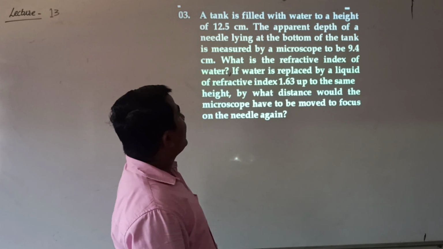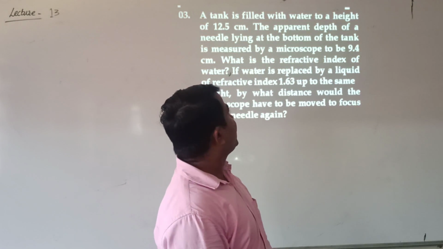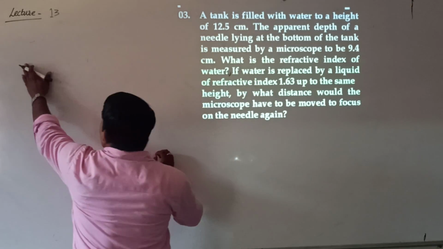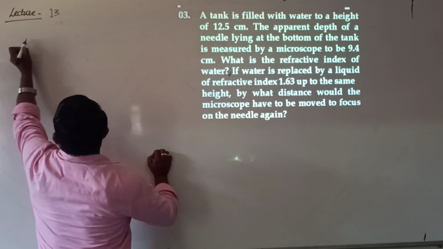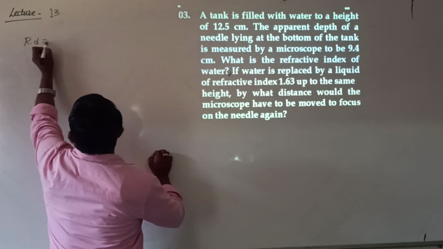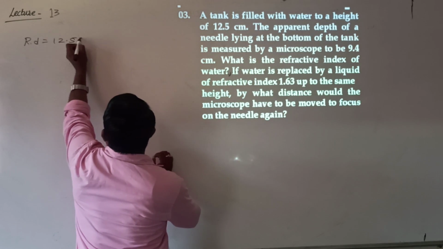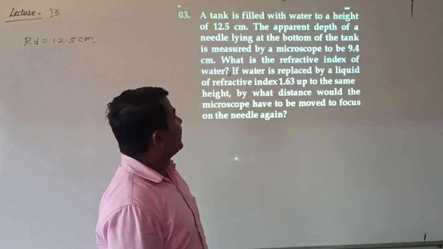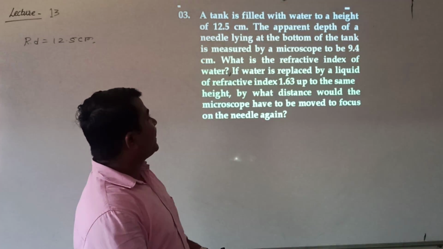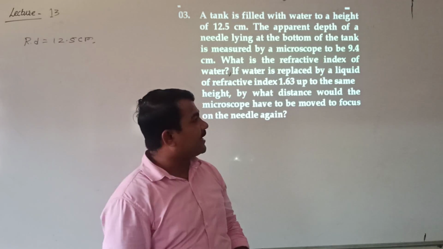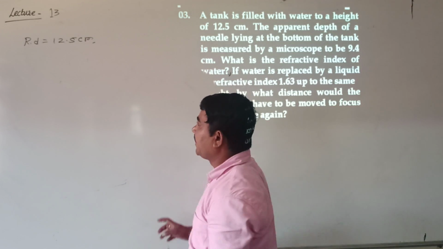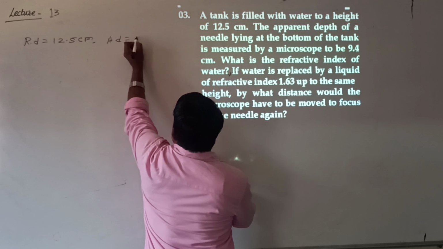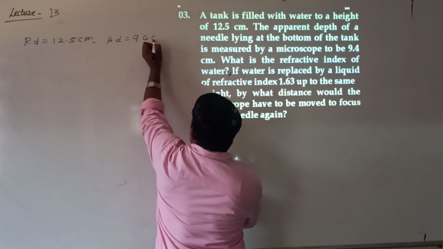Look at me. A tank is filled to a height of 12.5 centimeter. Real depth is given. How much is the real depth? Real depth of the tank is equal to 12.5 centimeter. The apparent depth of the needle lying at the bottom of the tank is measured to be 9.4 centimeter. Apparent depth is given, equal to 9.4 centimeter.